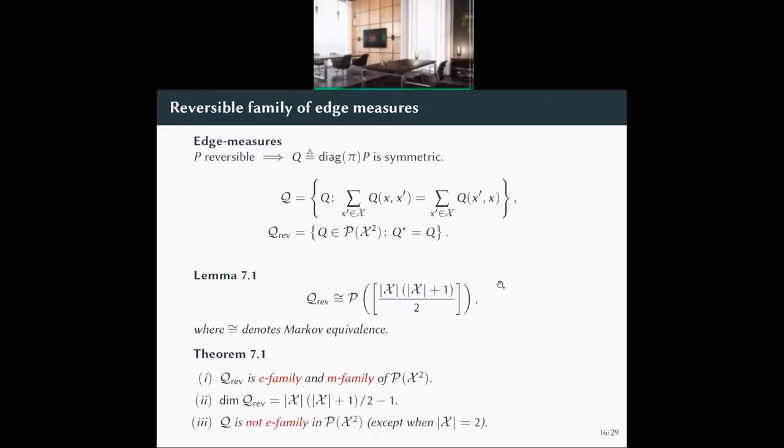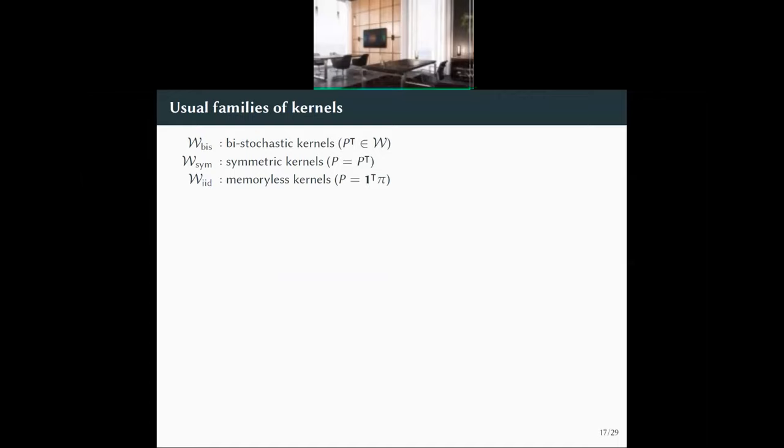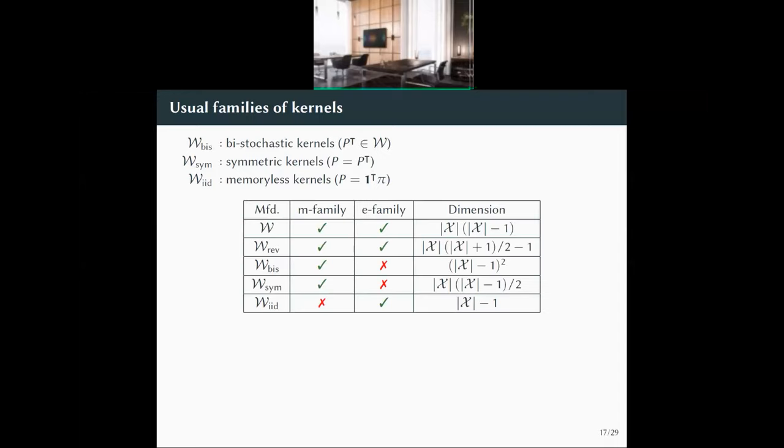And surprisingly, Q itself is not an E family in P(X squared). So although Q is not an E family here, Q-Rev is an E family. And for kernels, let me recall that both W and W-Rev were E families and M families. This brings us to the idea of seeing what happens in relation to other usual families. So let's consider bi-stochastic kernels, symmetric kernels, and memoryless kernels. In this table here, this collects a bunch of results that are already known, or that we show ourselves. So W, the set of all chains, is both an M family and an E family.